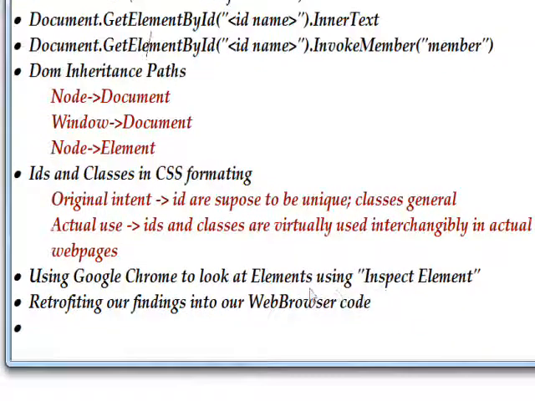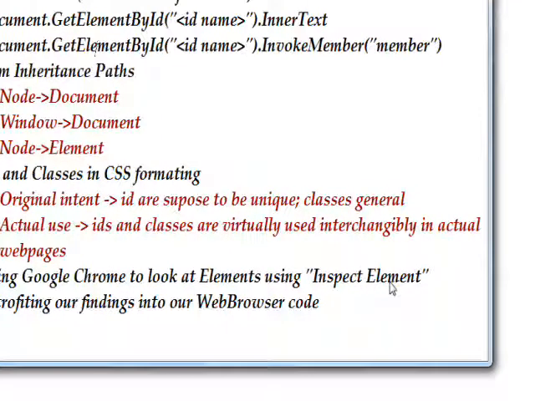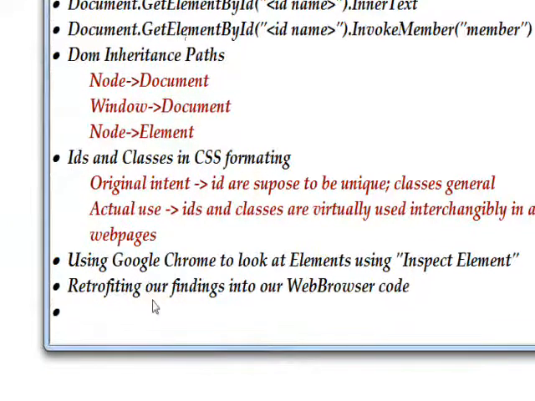So how do we find out what the IDs are on the page that we're actually loading into our web browser? And one way we can do that, that's a really useful way that saves a lot of time, is by using Google Chrome to look at the page and then using Inspect Element, which allows you to go right to the element that you have the cursor on and find out information about it, including the ID. And then once we get the ID, we can retrofit that ID into our code behind for the web browser code.